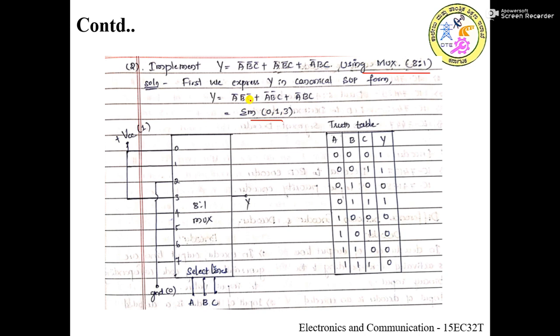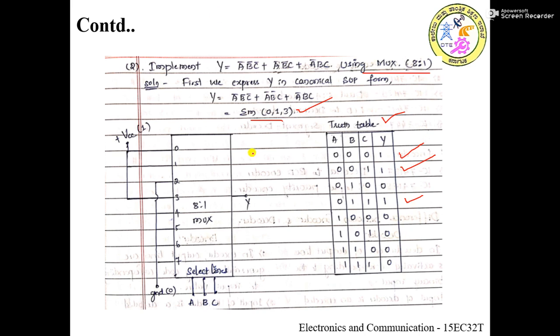So 0 0 0 indicates 0, 0 0 1 means 1, 0 1 1 means 3. This is the canonical SOP equation and this is the min term representation. So as per this min term representation we will write the truth table for these 3 decimal combinations. That is, for 0, 1 and 3 the output is 1. 0 is indicated by the binary combination 0 0 0, 1 that is 0 0 1 and 3 is 0 1 1. For these 3 combinations the output y is 1. For the rest of the combinations the output is considered as 0.